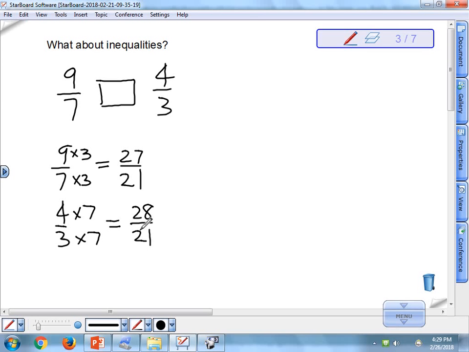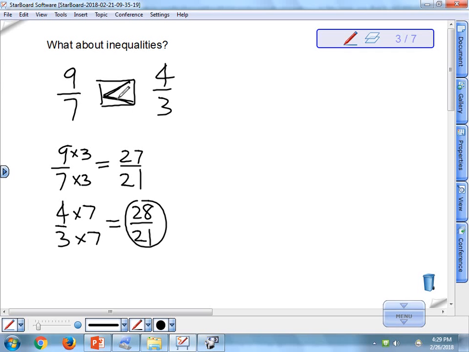Now the beauty of this is that I have a way of being able to compare the two fractions, because now I have formed two equivalent fractions that have the same denominator, 21, and all I need to do is take a look now at the numerators, and I see that 28/21 is obviously larger than 27/21, which means that 4/3, the original fraction that we started with, is greater than 9/7.